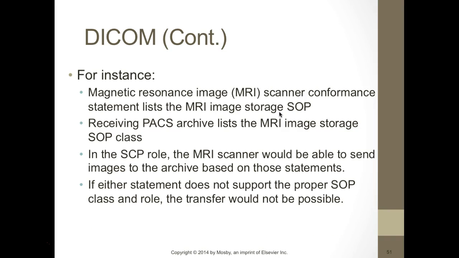Here's a good example. An MRI scanner's conformance statement lists the MRI image storage SOP. Retrieving the PACS archive list in the MRI image storage SOP class and the SCP role, the MRI scanner would be able to send images to the archive based on those statements. If either statement does not support the proper SOP class or role, the transfer would not be possible.